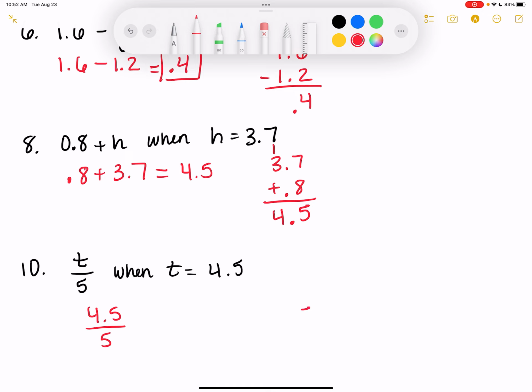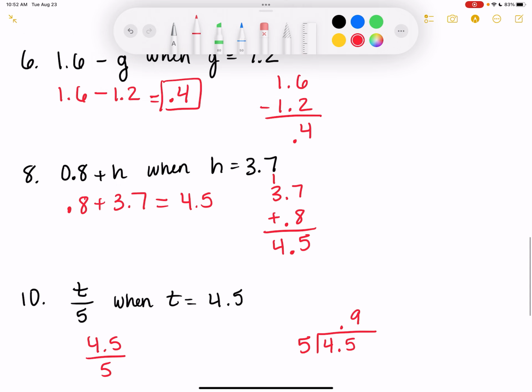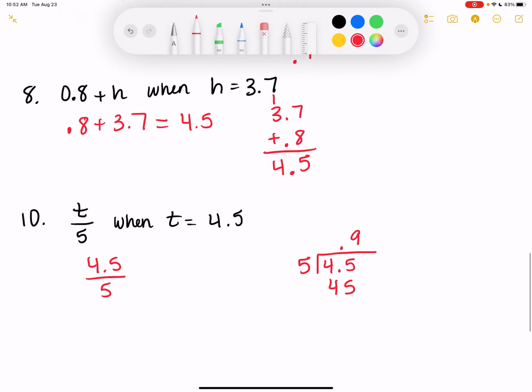So we put the 5 on the outside and the 4.5 on the inside. With this, when we have a decimal inside, we always put it directly above where it goes. 5 can't go into 4, but how many times can 5 go into 45? 9. So then 9 times 5 is 45. Subtract. That's going to give you 0. So the answer is going to be 0.9 for that.